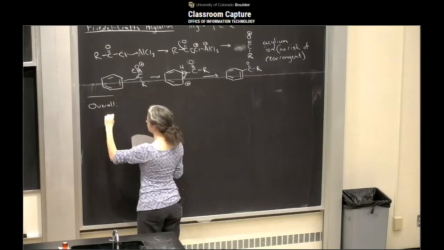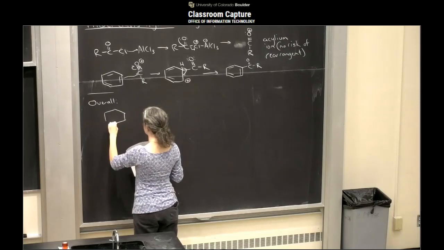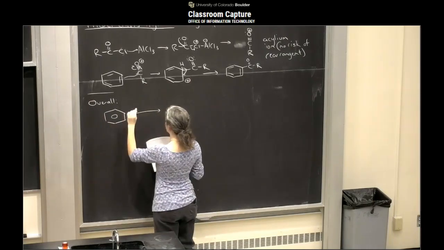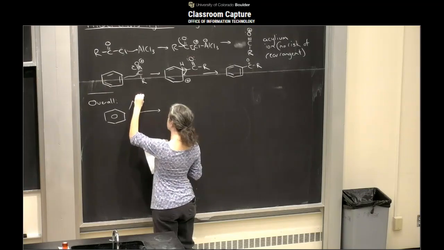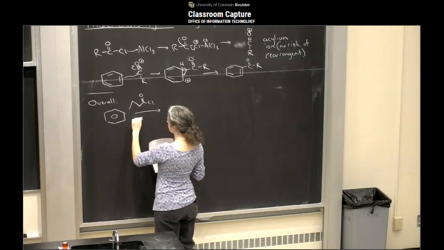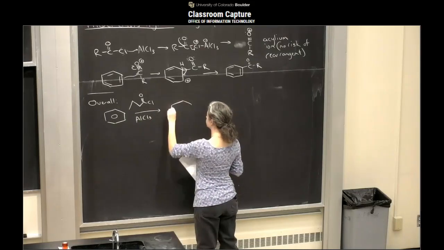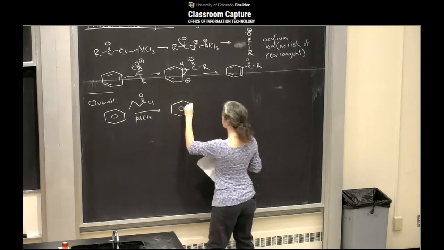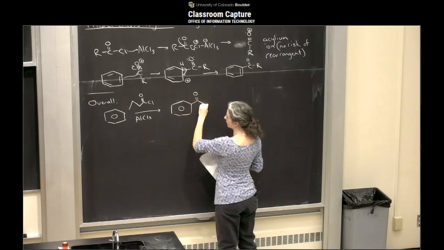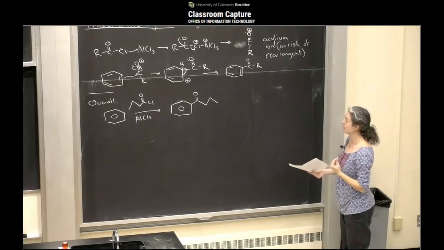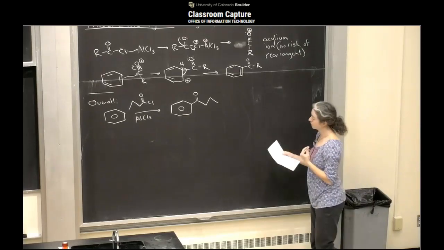Maybe I'll do a specific example for the overall reaction here instead of keeping it general. If you have an aromatic ring, we could do, say, maybe this molecule, an AlCl3, and that would stick on, for example, that entire acyl group onto the molecule.